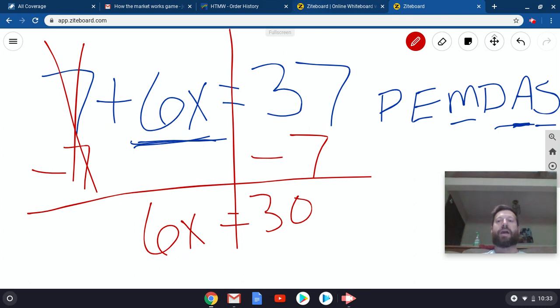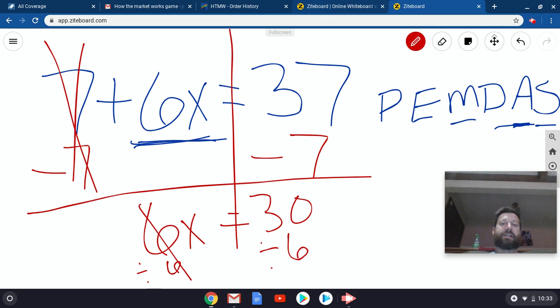Some of you can just look at that and immediately know the answer is going to be 5, but there is a mathematical process you should be doing, and that is the inverse or the opposite operation of what is shown. What is shown is 6 times x. The opposite of times 6 is divide by 6. So I'm going to divide the left and the right side of this equation by 6. These 6's cancel, leaves me with x. 30 divided by 6 is 5. I'm left with x equals 5.